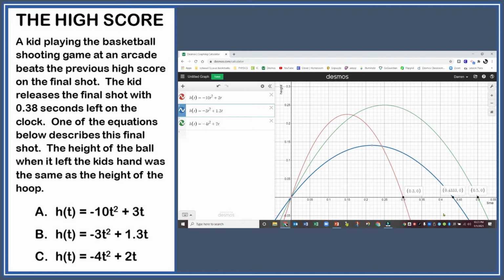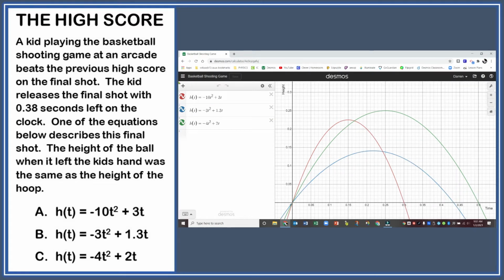And so the correct answer on our problem is the red parabola. That is the only ball that would have reached the sensor inside the hoop before the 0.38 seconds ran out on the clock. One way to think about it is this ball went through the hoop with 0.08 seconds to spare. That's how much time was left when he hit the shot that registered the high score on the game.